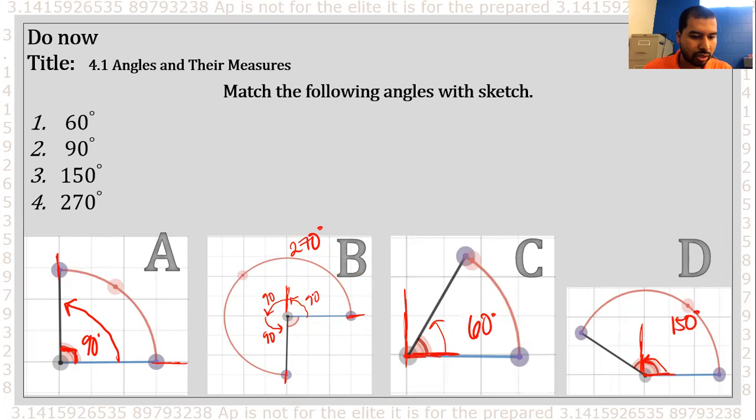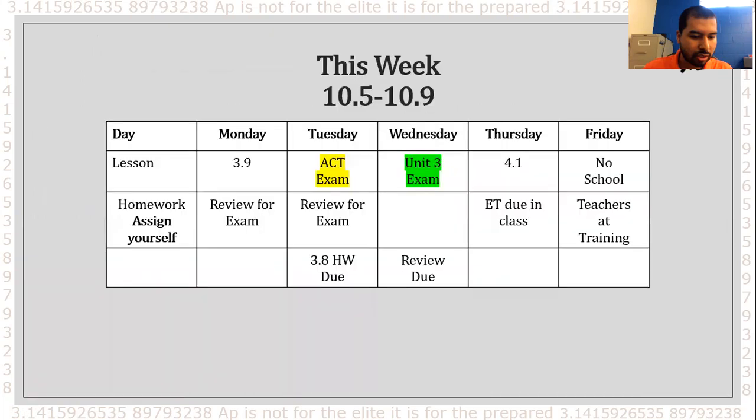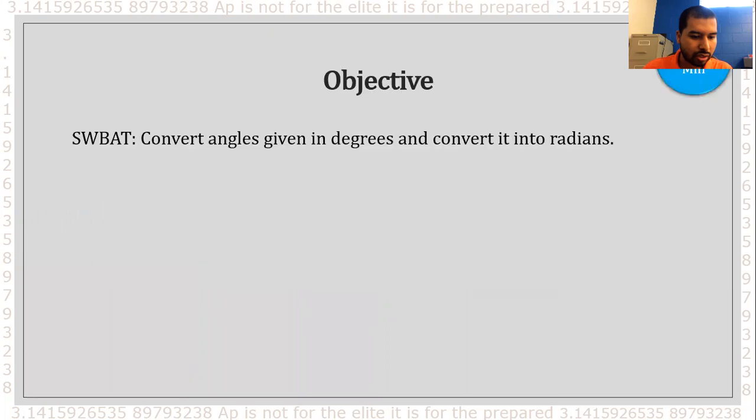Okay, so this is how we were able to match it based on what we knew from right angles and stuff like that. So process of elimination and all that stuff. This is from my live class. Okay, so today we're going to learn what are angles, how do they work, and can we convert degrees to radians. Sorry about that.